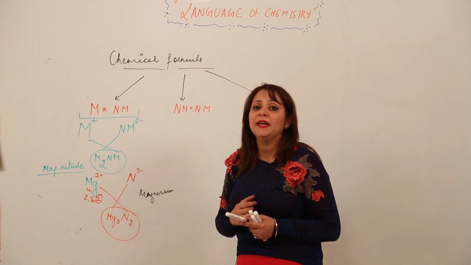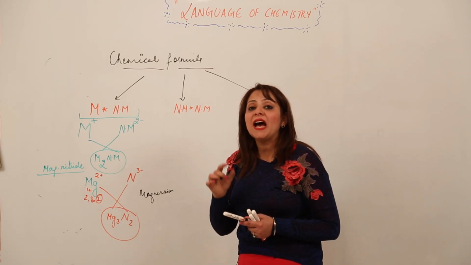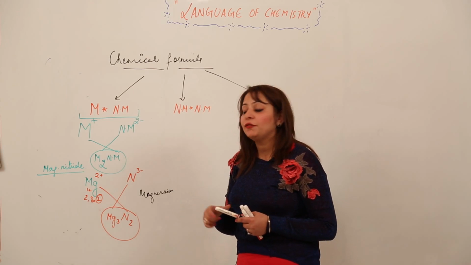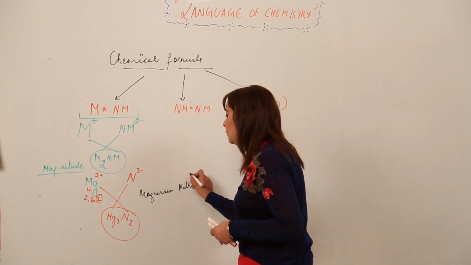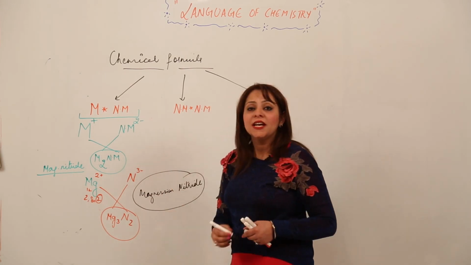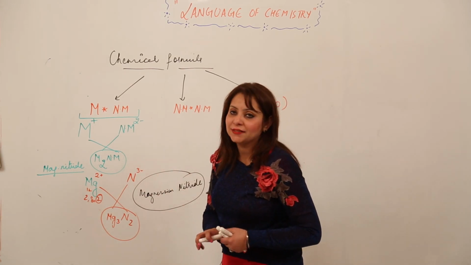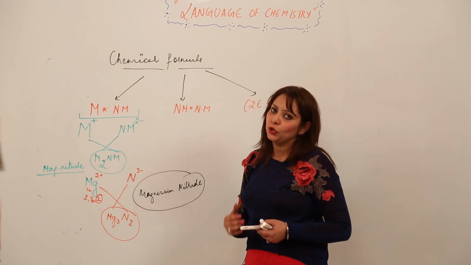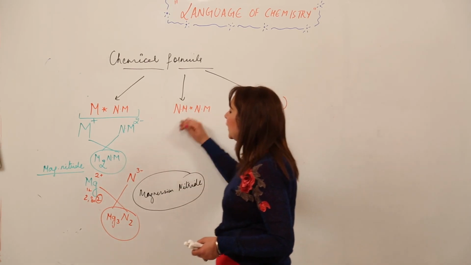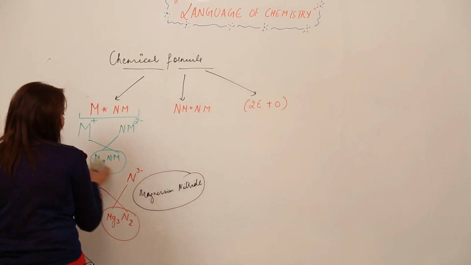It will no longer remain as nitrogen. Its suffix will be IDE now, so it will become nitride. Therefore, this name is not magnesium nitrogen, it is magnesium nitride. So this is how you are going to make the chemical formulas between the metals and the non-metals. Now we will be taking up the compounds between non-metal and non-metal.